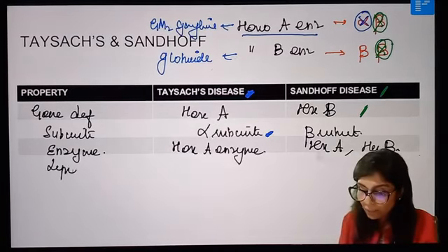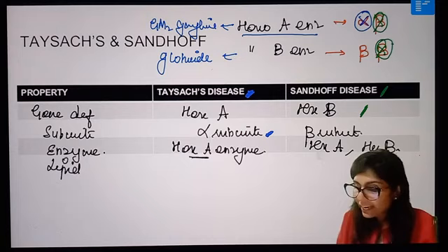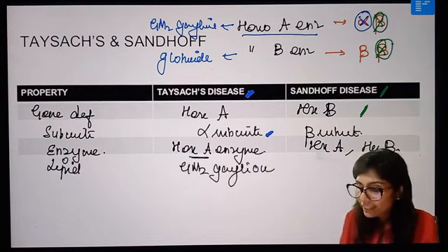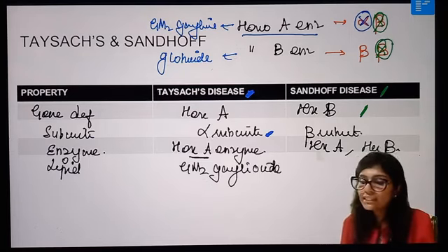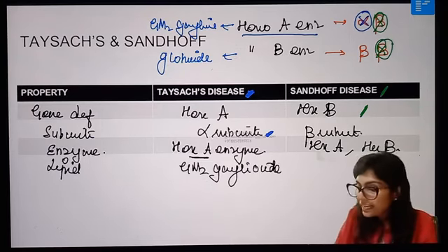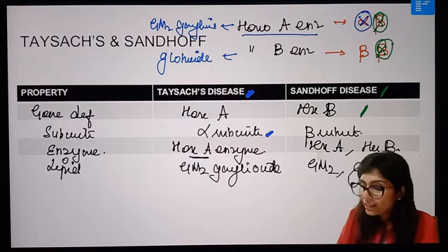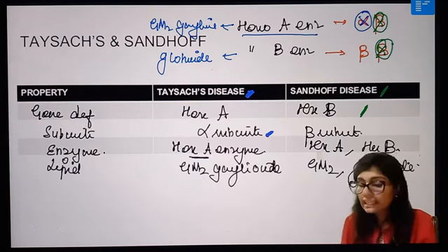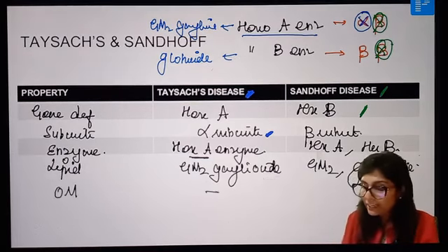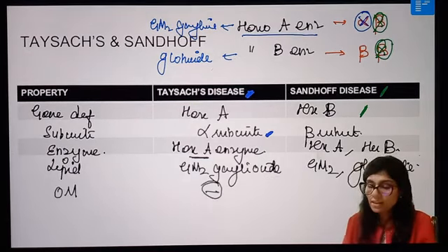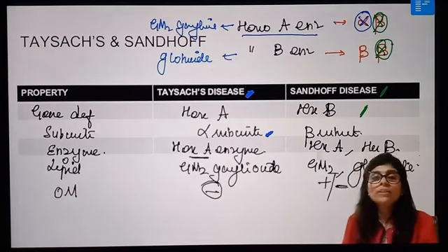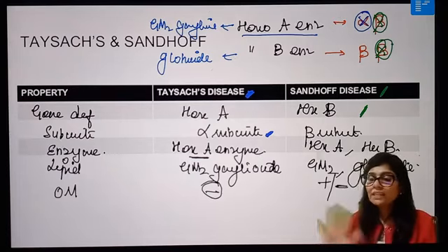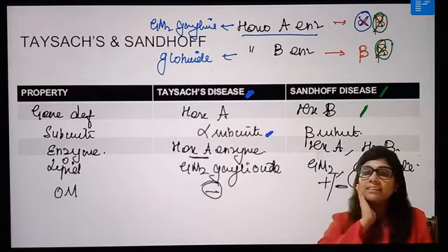So, which lipid will accumulate? I said A enzyme metabolizes only GM2 ganglioside. So, in Tay-Sachs, only GM2 gangliosides accumulate. In Sandhoff, both GM2 gangliosides and globosides accumulate. Okay. Clinically, organomegaly is never a feature of Tay-Sachs. Sandhoff sometimes presents with organomegaly, sometimes does not. So these are the differences between Tay-Sachs and Sandhoff.